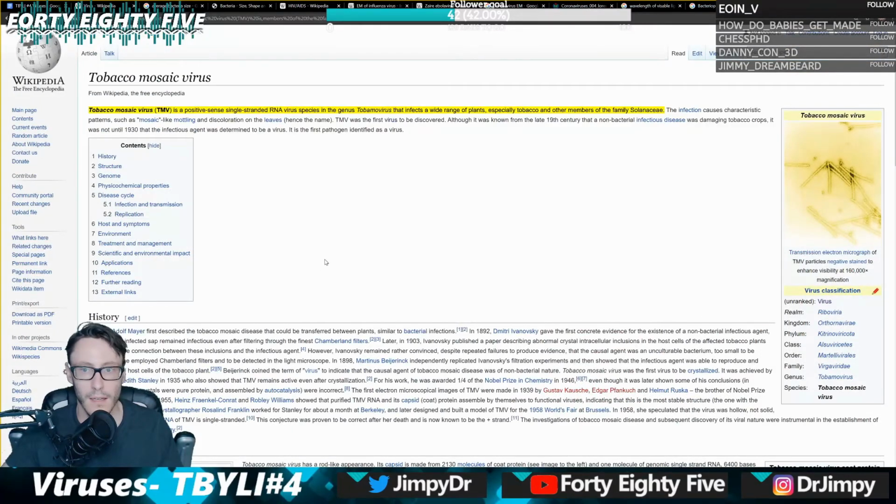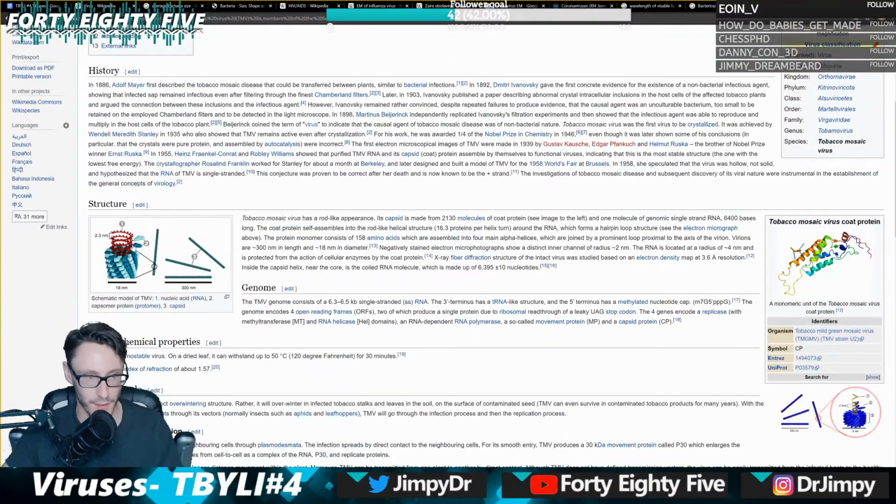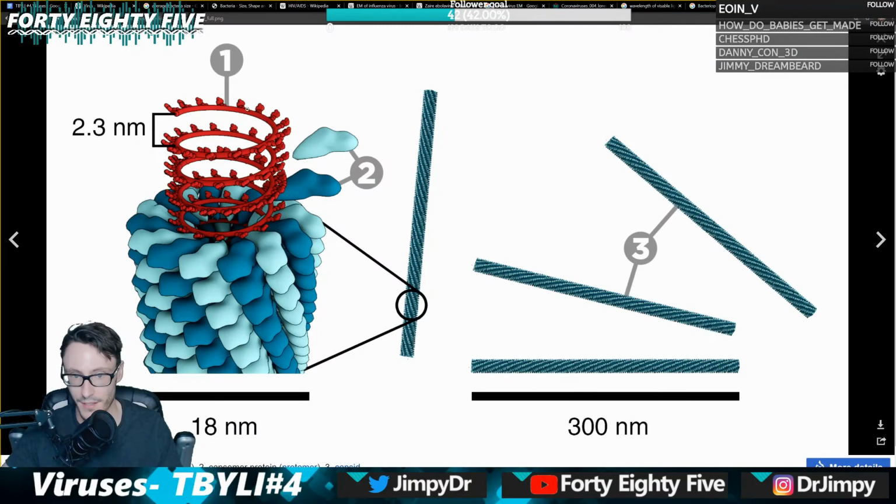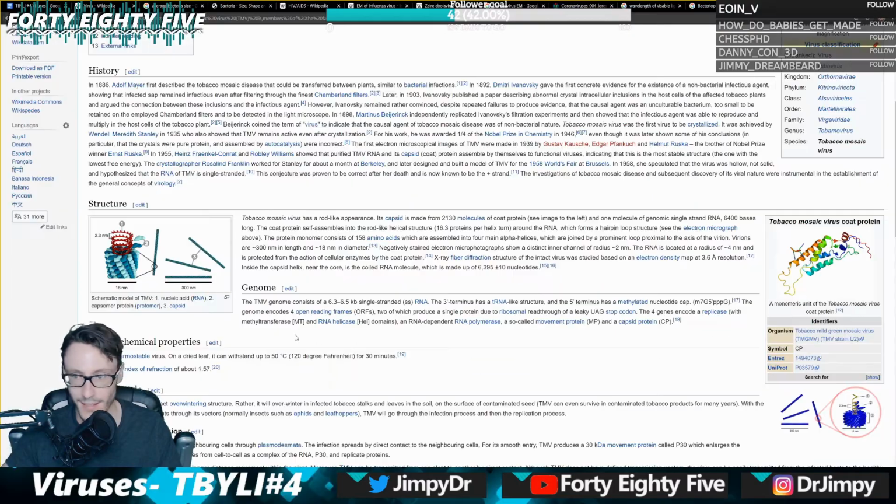And this has one of these structures. This is where that image came from. Long helical structures. This is the virus, by the way. You know, it's effectively a long pipe with genetic information in the middle.